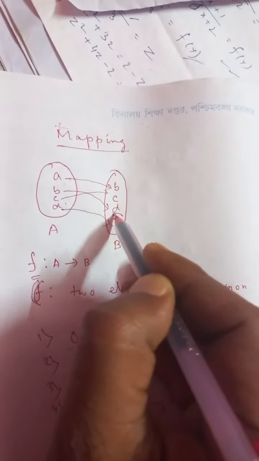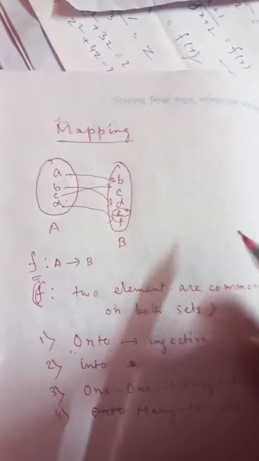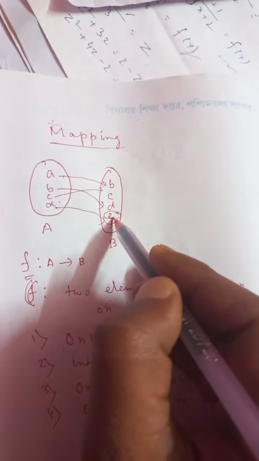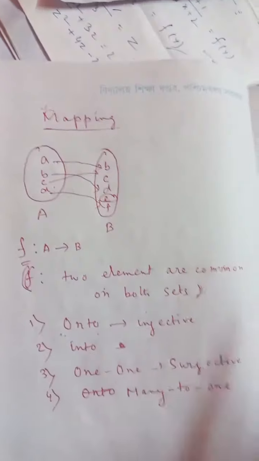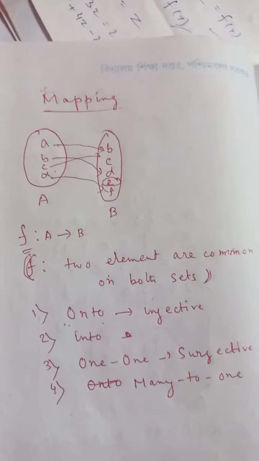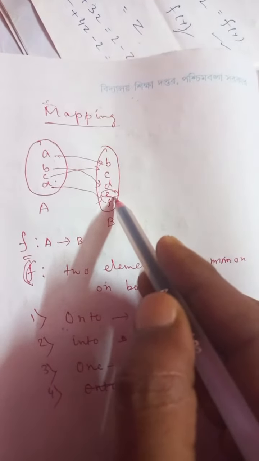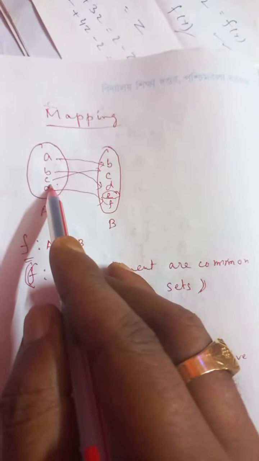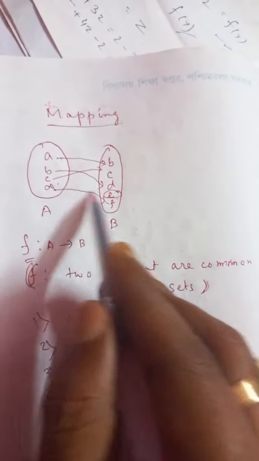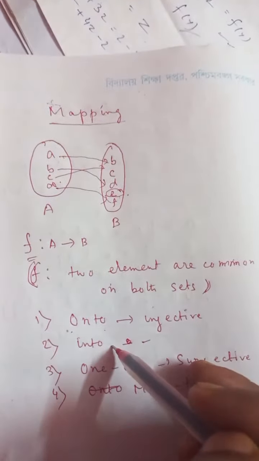Then one element E is left in the set B. So it does not have any pre-image in the set A. So this is called into mapping, because there we can find an element which does not have any pre-image in the set A which maps into the set B.